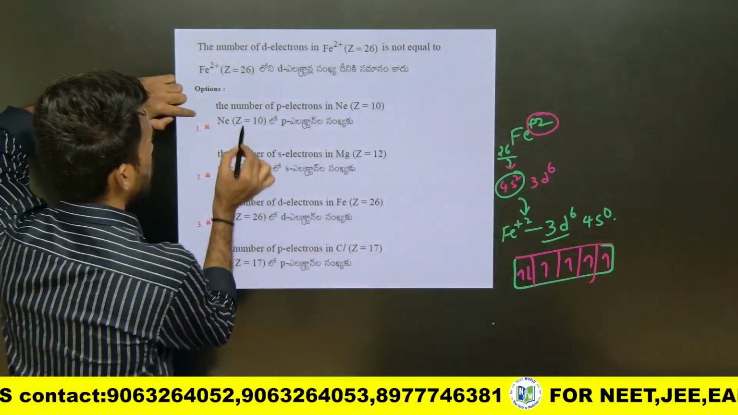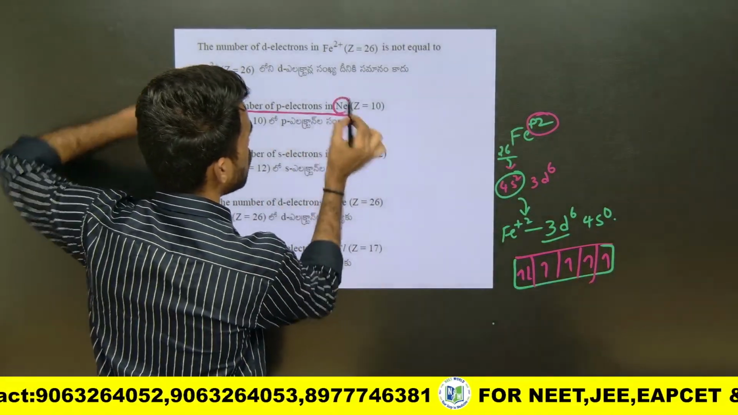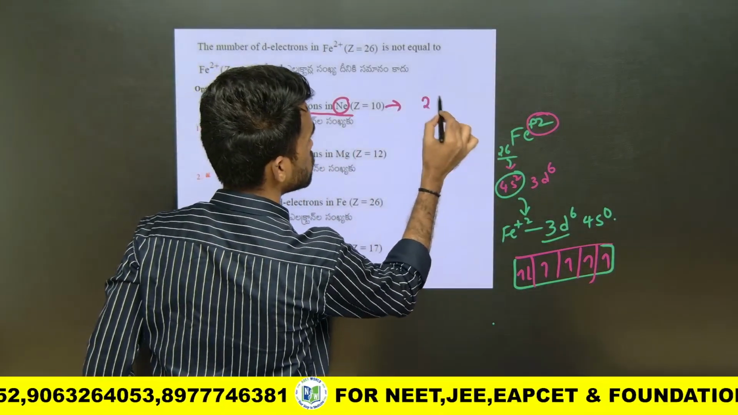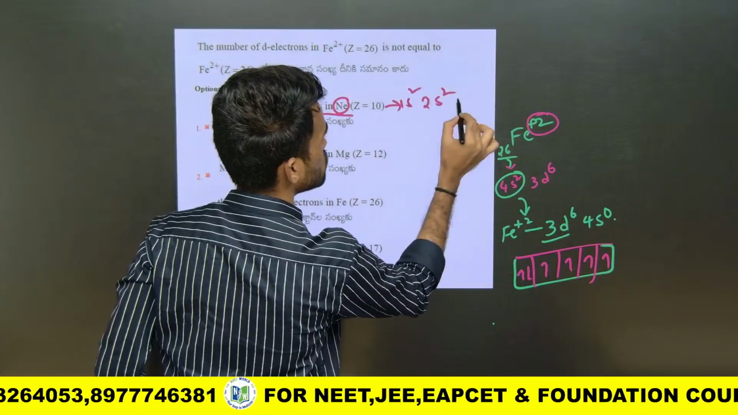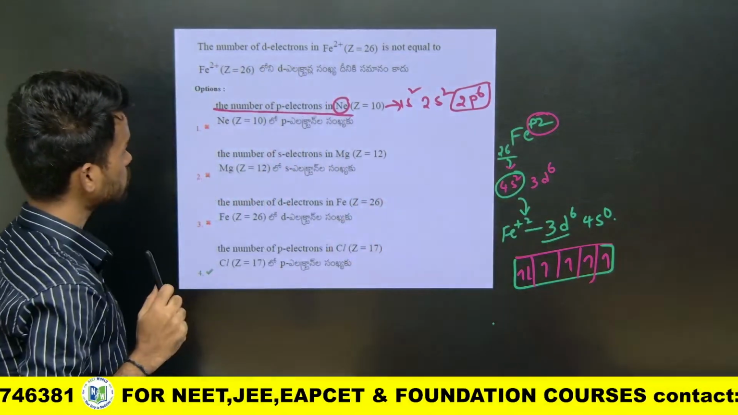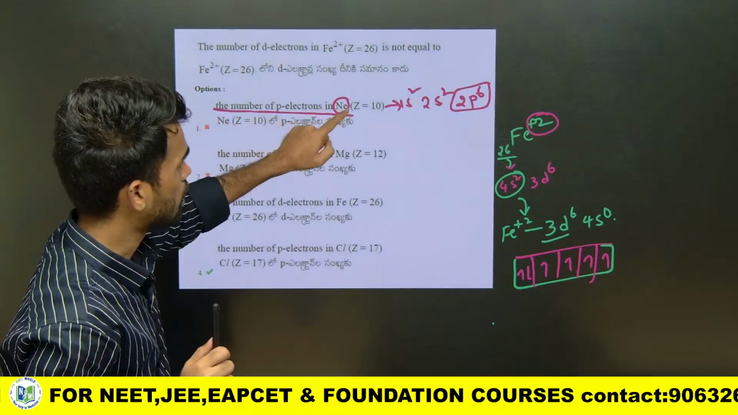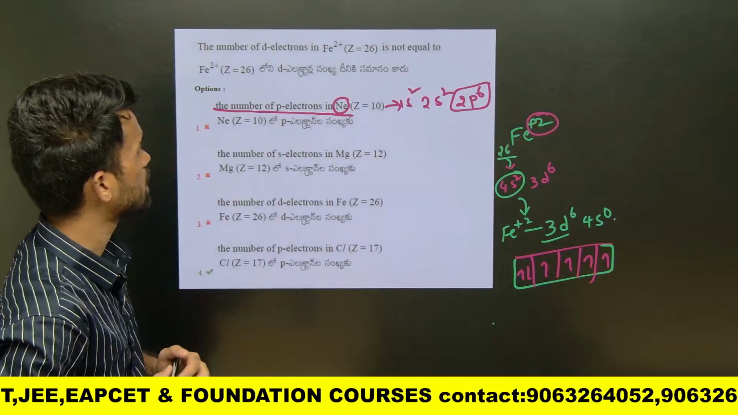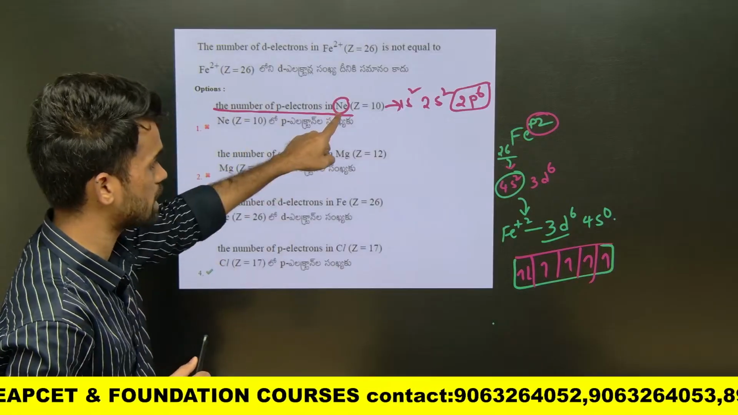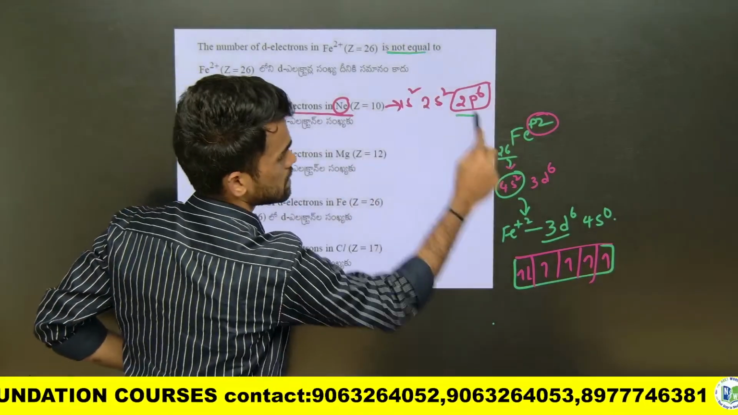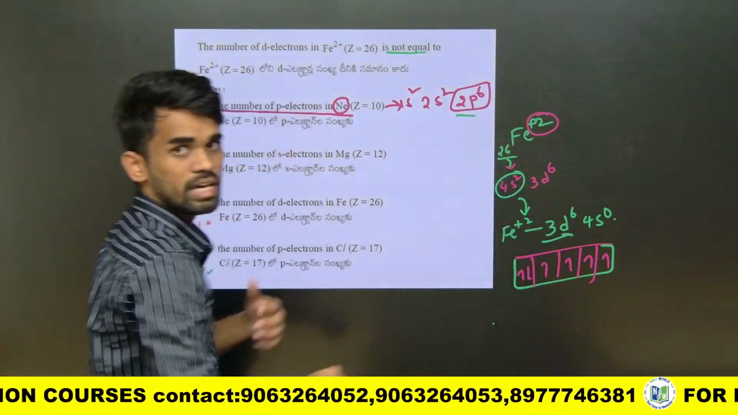See the number of p electrons in neon. So how many p electrons do we have in neon? Yes, neon contains 1s2, 2s2, 2p6. So it is 2p6. Then next here, this is equal to this number only. They are asking about not equal. See, 6, 6, here also they are equal, they are asking not equal.